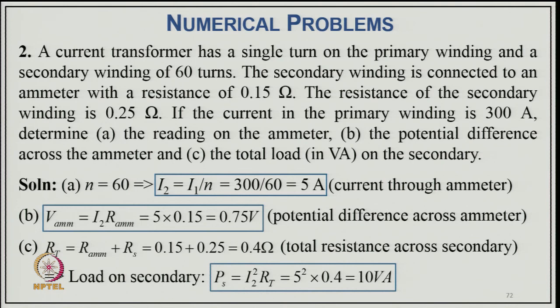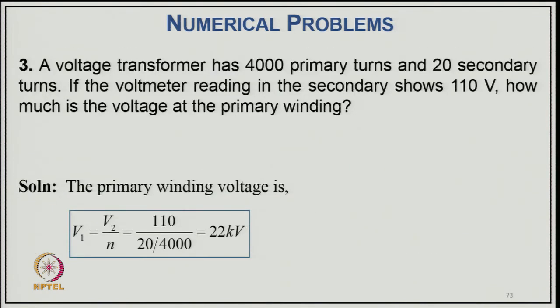So, here N is given 60, so I2 is equal to I1 by N. So, it is 300 by 60, that is 5 ampere, and V ammeter will be I2 R ammeter, that is 5 into 0.15, that is 0.75 V potential difference across the ammeter, and RT will be R ammeter plus RS, that will be 0.15 plus 0.25, that is 0.4 total resistance across the secondary. So, total load on the secondary will be I2 square RT, that is 5 square into 0.4, that is 10 VA.